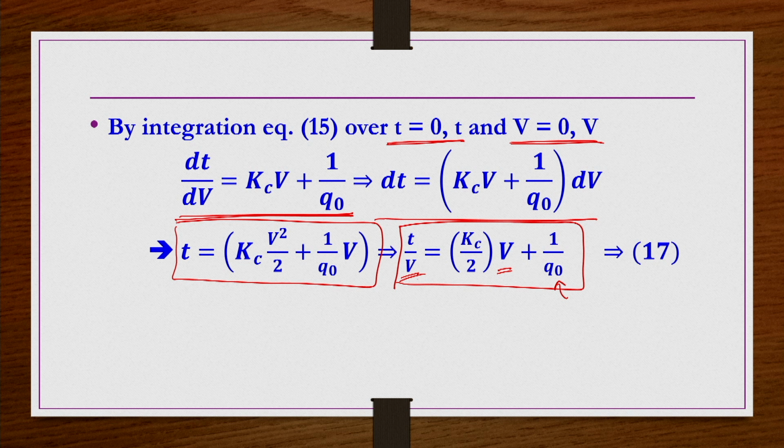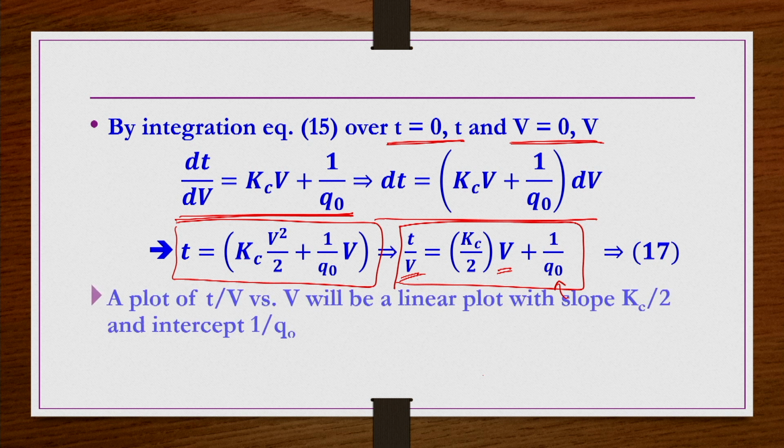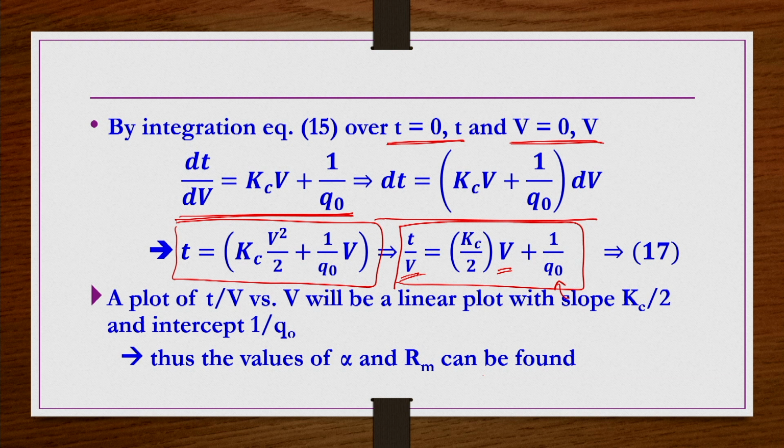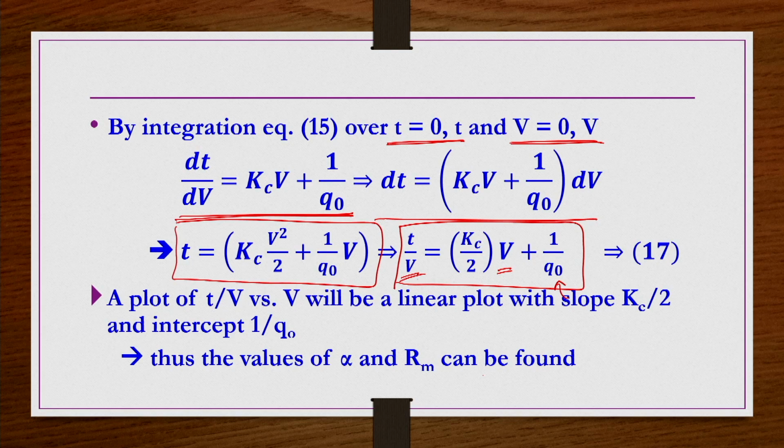From the slope you get Kc, and from Kc you get the alpha value, the cake resistance. From the intercept you get 1 by Q naught, and from 1 by Q naught you can get Rm, the filter medium resistance. So, this is how, at constant pressure, you collect the volume of filtrate with respect to time, and that information you can use to calculate the specific cake resistance and filter medium resistance.